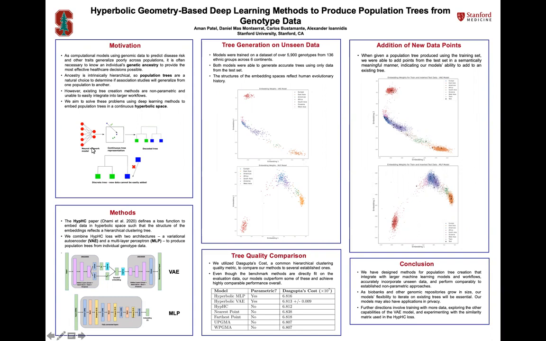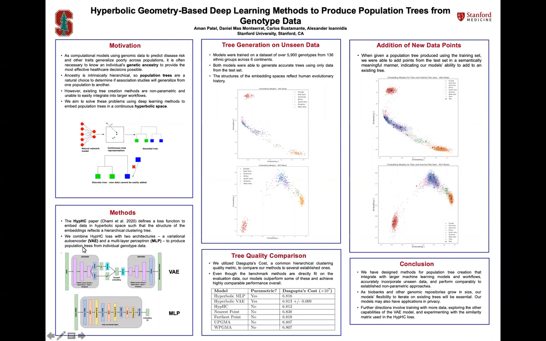We aim to solve these problems by developing deep learning methods to create continuous embeddings of population trees. As shown in this schematic on the top left, new points can easily be added to our embedding spaces without retraining the entire model, thus vastly reducing computational costs. A simple and inexpensive heuristic can then be used to produce an actual tree if that is desired.